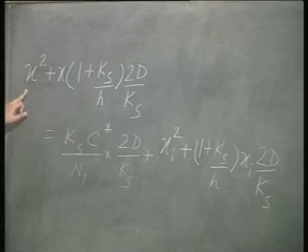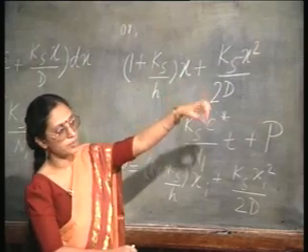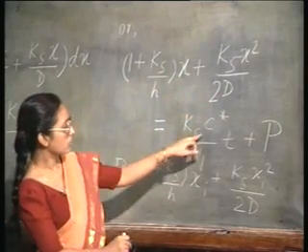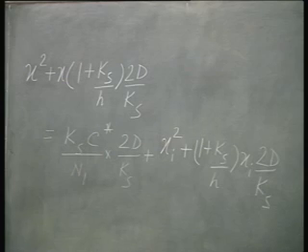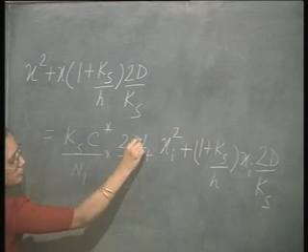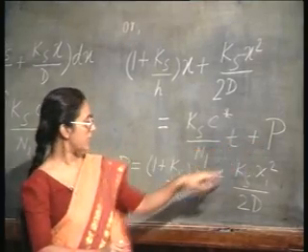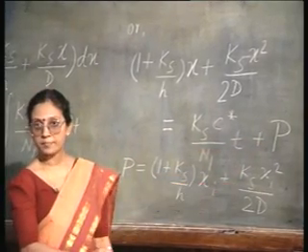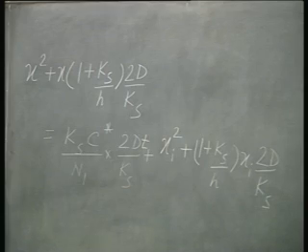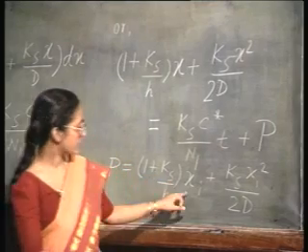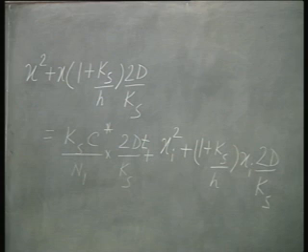Therefore, I get x square plus x multiplied by 1 plus ks by h multiplied by 2d by ks is equal to ks c star by n1 into 2d by ks into t. And instead of writing P, I have written it in terms of xi. So, I get plus xi square plus 1 plus ks by h into xi into 2d by ks. Agreed?